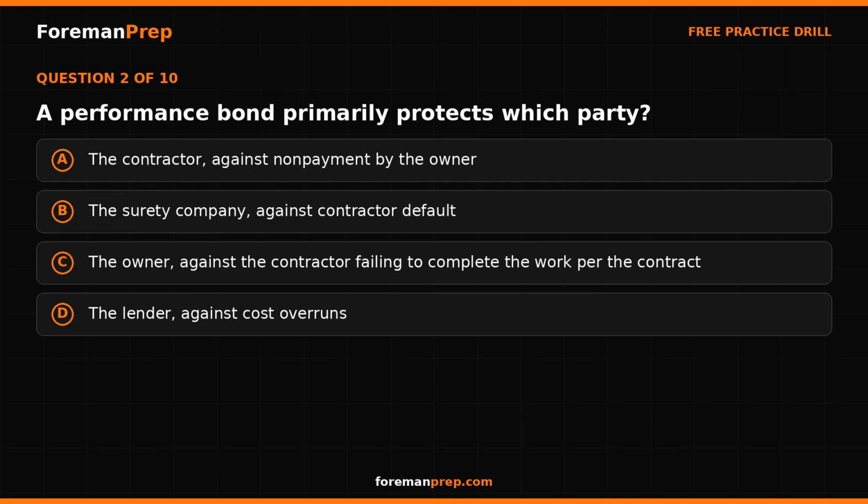A performance bond primarily protects which party? Option A, the contractor, against non-payment by the owner. Option B, the surety company, against contractor default. Option C, the owner, against the contractor failing to complete the work per the contract. Option D, the lender, against cost overruns.